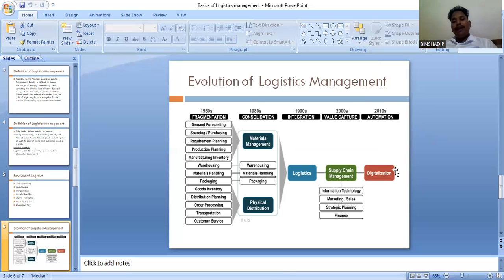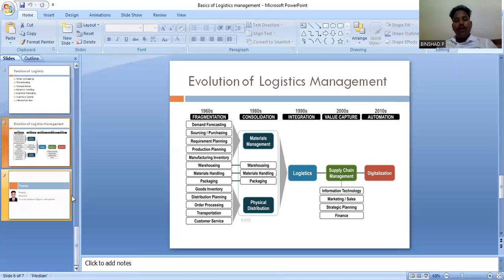Now you have an idea of where logistics came from and what other things will happen, as every day there are new technologies, new trends, and new kinds of things for logistics.